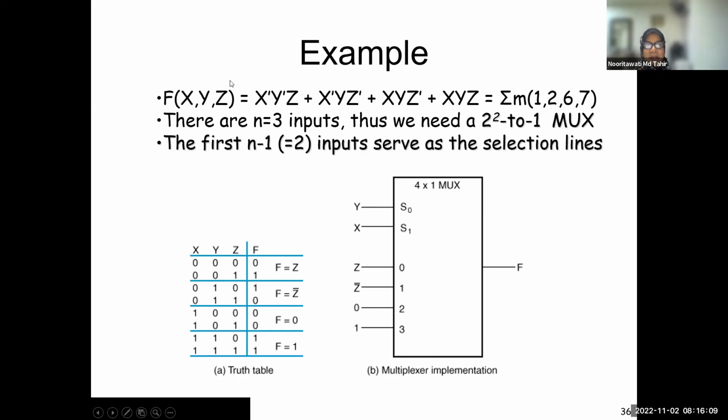Okay, look at this. X, Y, Z, 3 inputs. We will have 8 possible input combinations. By now you should know already, yeah. Okay, kalau ada 3 inputs, ada berapa possible input combination, berapa output combination dan sebagainya.